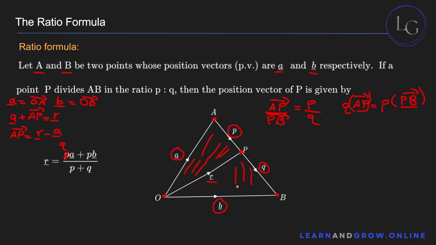Similarly, if you look at this lower triangle, by using the head to tail method, you can see that R, or OP, plus PB is equal to OB, or B. So what that means is that R plus PB is equal to B, right? Now, since we need to find PB over here, PB is equal to B minus R, right?